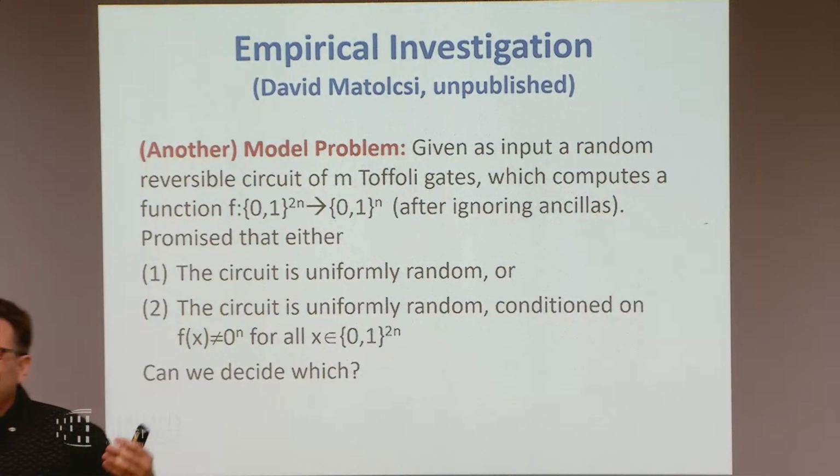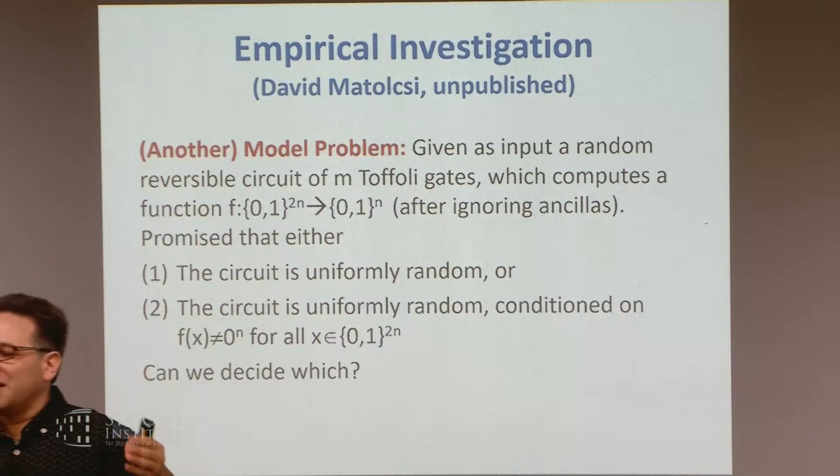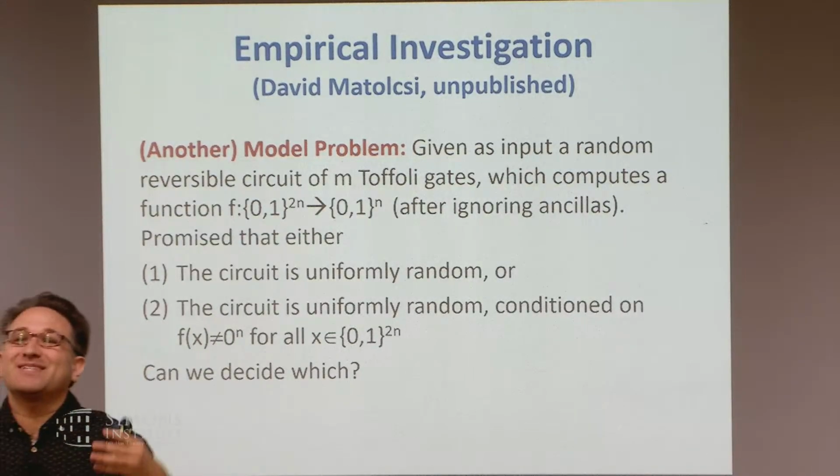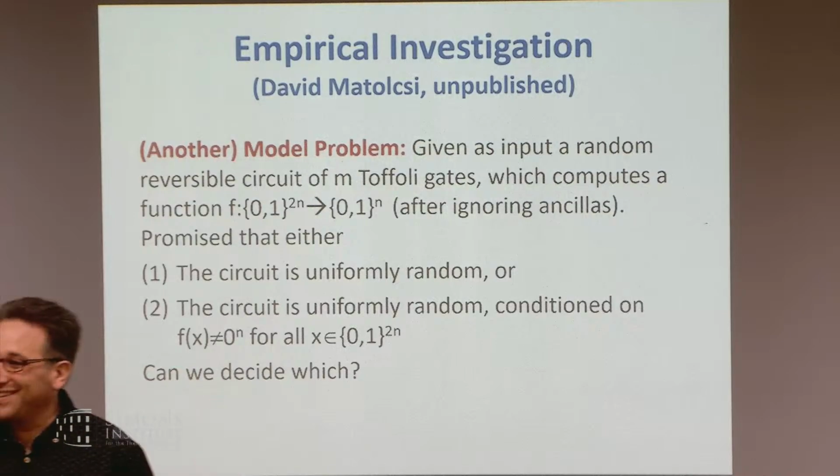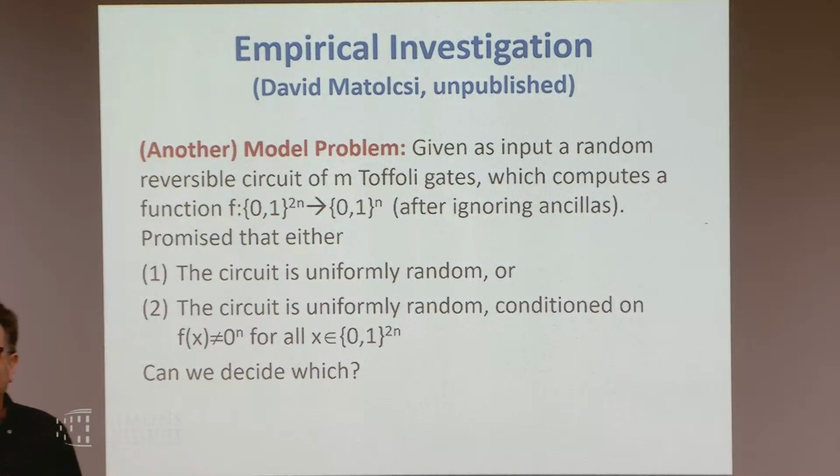Again, for any given x, probably f of x won't be the all zero string, but if it's never the all zero string, then it looks like there is some kind of global conspiracy that caused that. Okay, so we ask, is that conspiracy efficiently detectable given the circuit? Is there at least a short witness that that conspiracy is present?